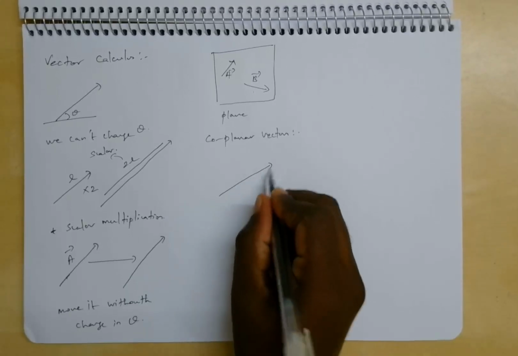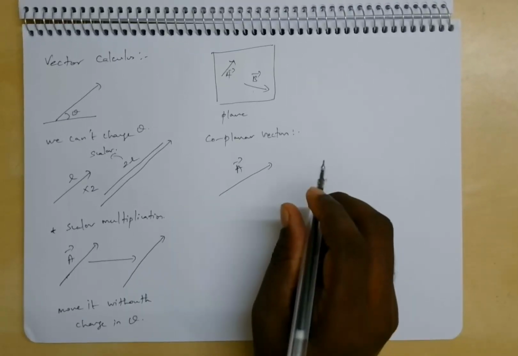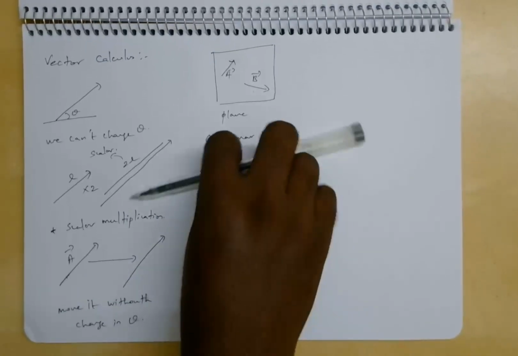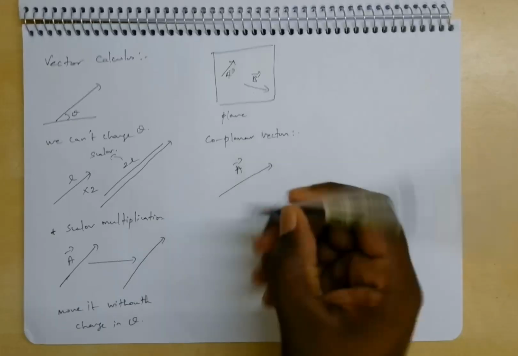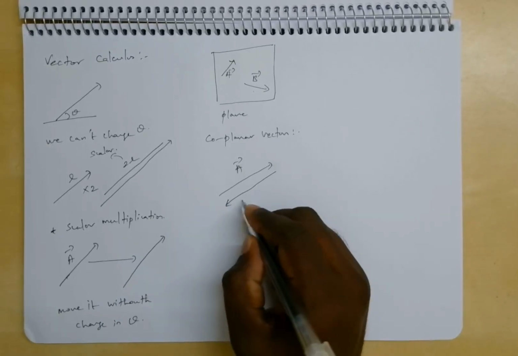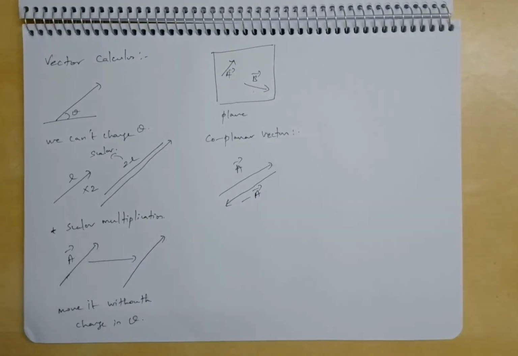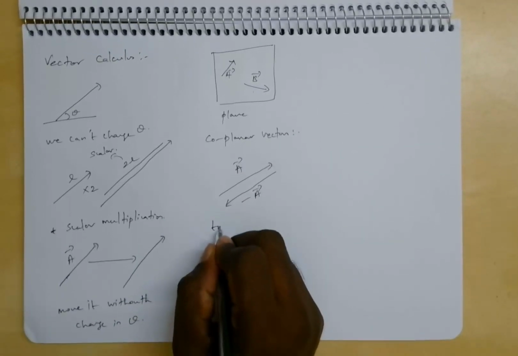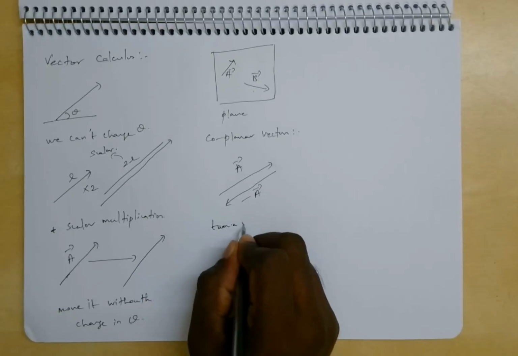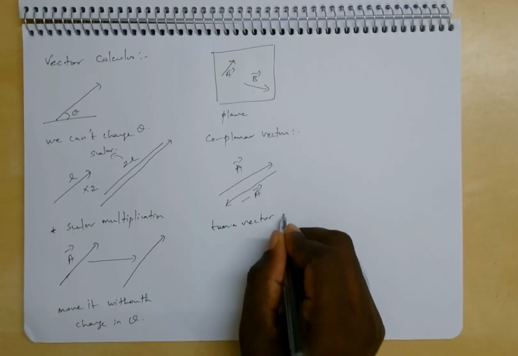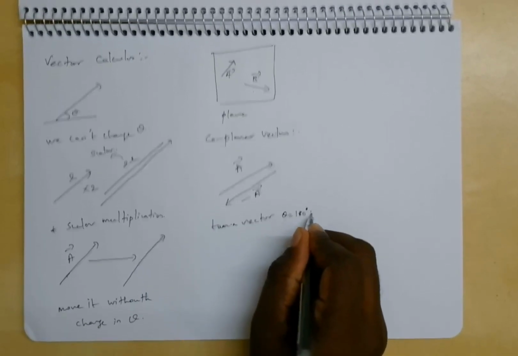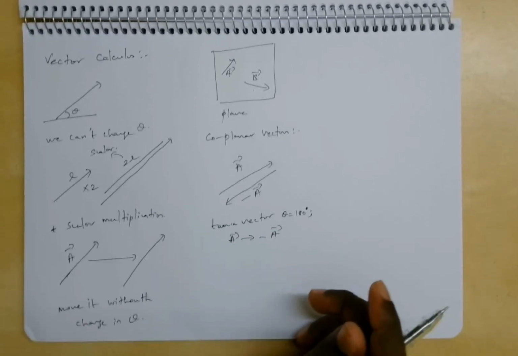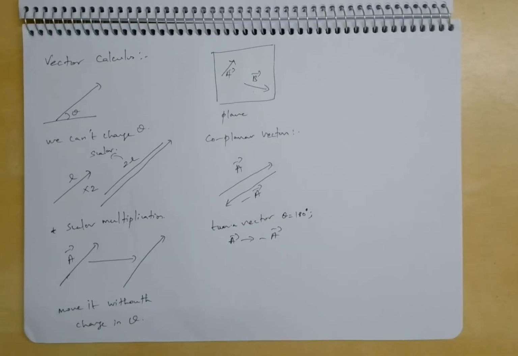Now this is vector A, let's say. If you turn the vector 180 degrees, then we call that minus A vector. So turn a vector 180 degrees, then vector A becomes minus A, any vector for that matter. This is also a useful result.